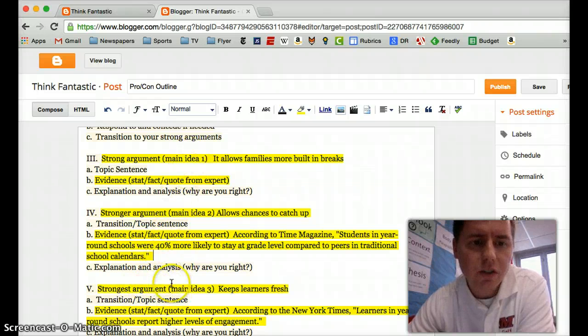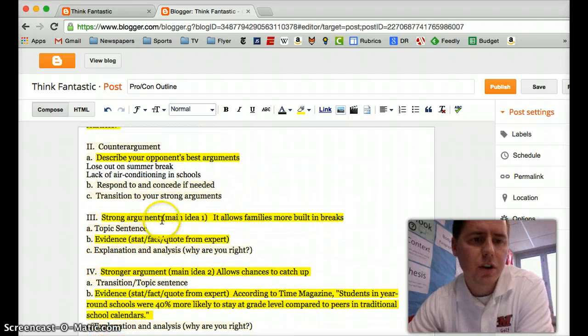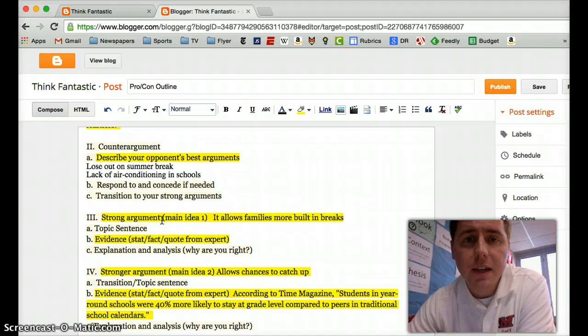Again, the strongest one goes at the end, second strongest goes in the middle, third strongest will actually go at the beginning, so that we gain steam, that our argument gets more powerful as we go on.